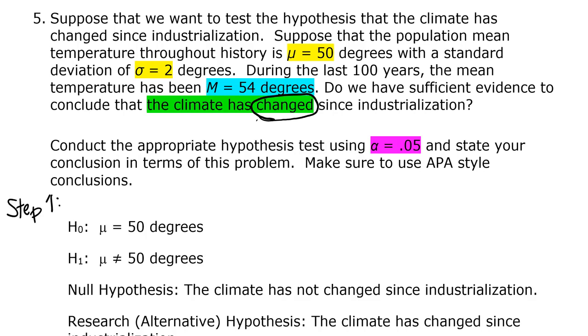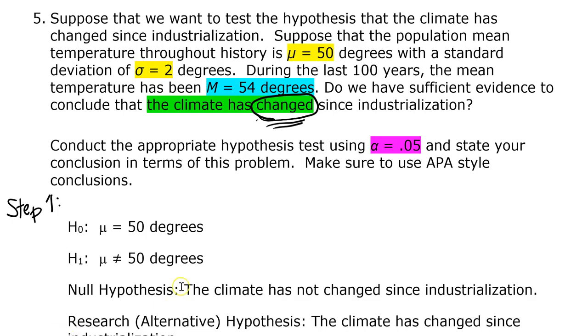Step 1, state your hypotheses. The null hypothesis, where mu is equal to 50 degrees, and the alternative hypothesis, where mu is not equal to 50 degrees. And remember, this is a two-tailed test because we are not saying whether it increased or decreased, we're just saying, did it change, right? So that's in symbols.